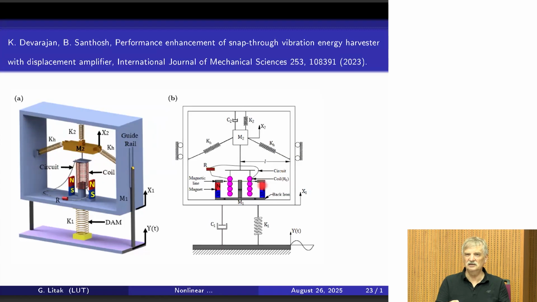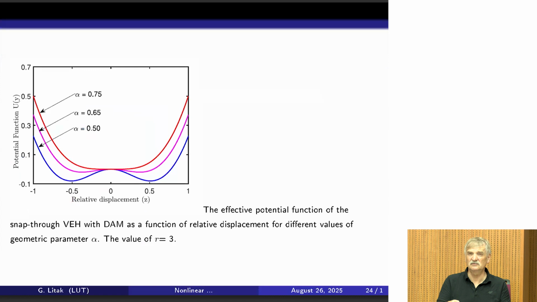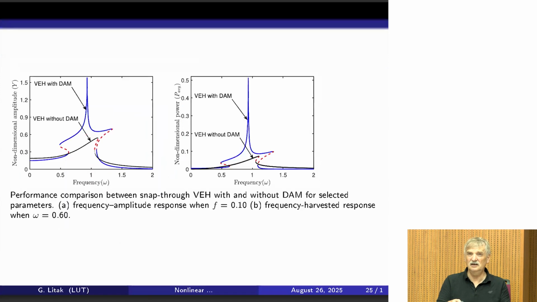So this is a bistable potential with some additional suspension, and they studied a similar effect. So this was the potential of the study, and here they have results in their system. This is with this displacement amplification mechanism. So they applied additional spring suspension. This is called displacement amplification mechanism, and this is without displacement amplification mechanism. So it was helpful for the system to have some additional spring, and this is interesting.